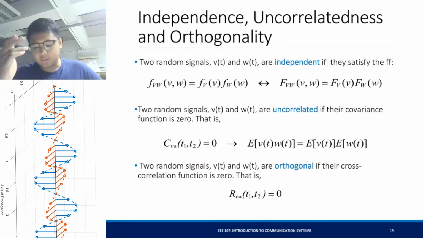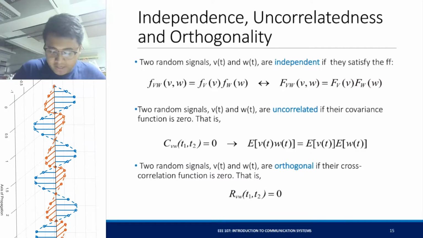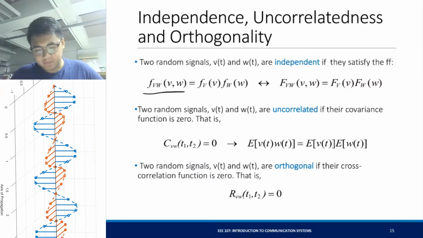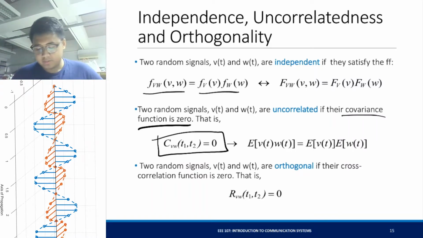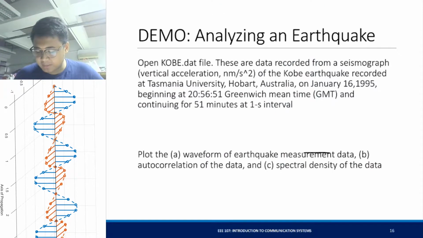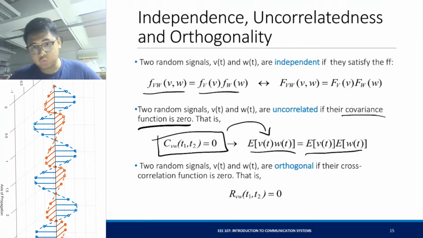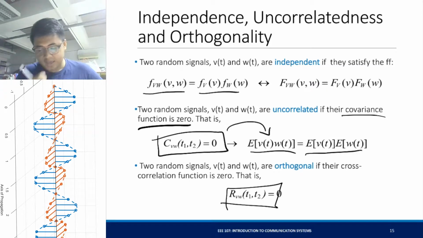We can also define independence, uncorrelatedness, and orthogonality. Two random signals are independent if their joint probability distribution functions can just be split into two factors, something like this. Two random signals are uncorrelated if their covariance function is 0. So that would mean that for the expected value of v of t times w of t, you can just split the expectations right here. And two random signals are orthogonal if their cross correlation function is 0. And this will be important when we're analyzing multitudes of random signals that will impede transmission.